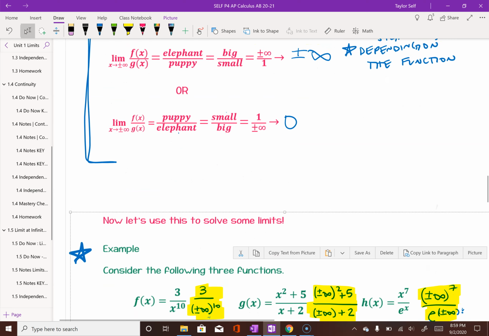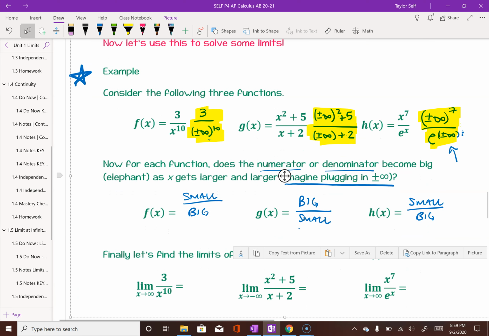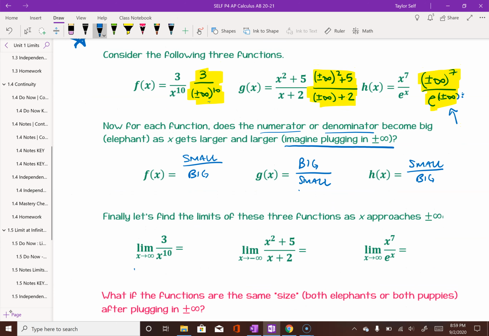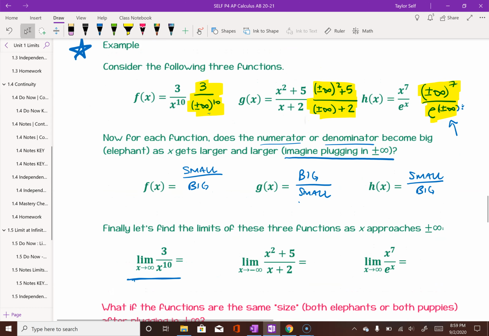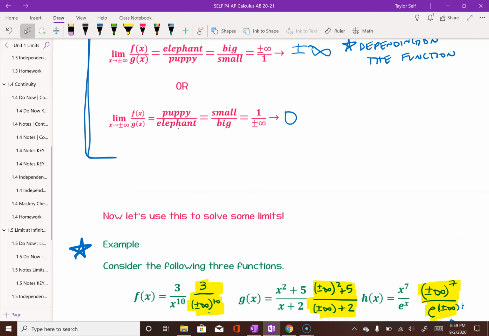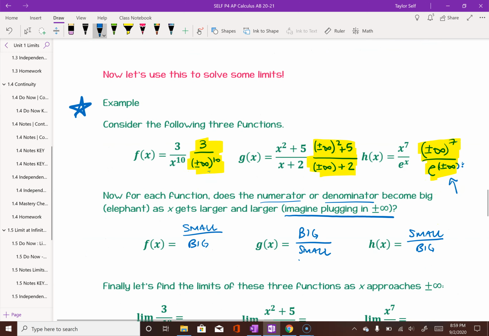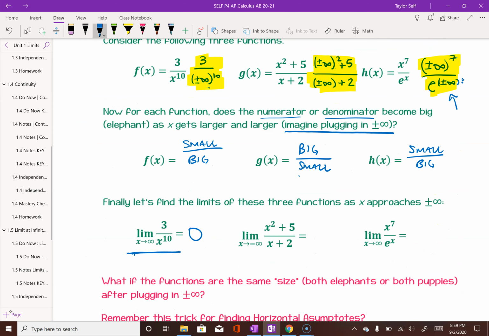Okay, so now let's look at our example. F of x, we're taking the limit as x approaches infinity of a small over big. Small over big is like saying 1 over infinity, which is 0. So that limit equals 0, because if we plug in infinity, the 3 is insignificant. We basically get 1 over infinity because infinity to the 10th is infinity. Cool, so we're done with that limit.